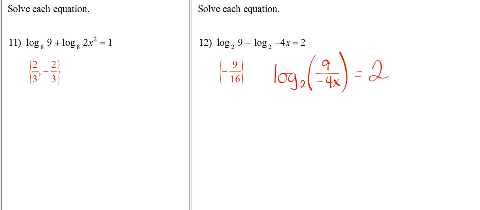Okay. And so now what do I do? Do I divide by log? No, don't do that. Don't think that. Okay, a log is a totally different animal.